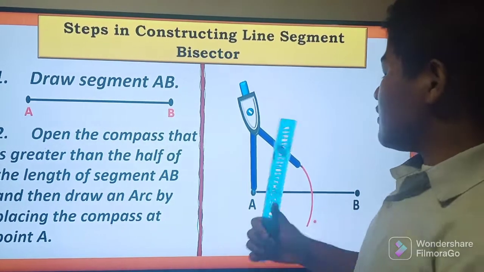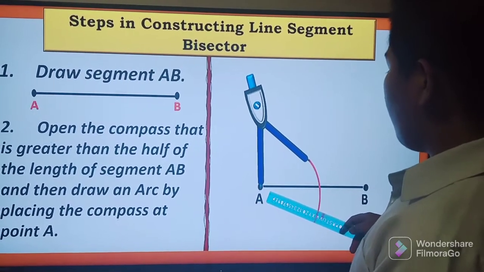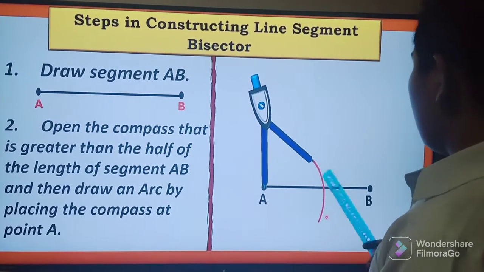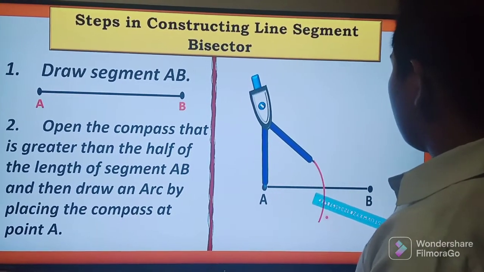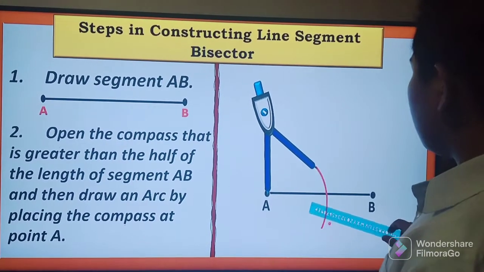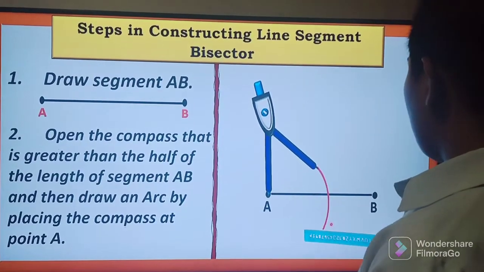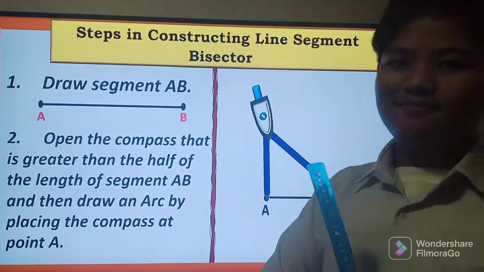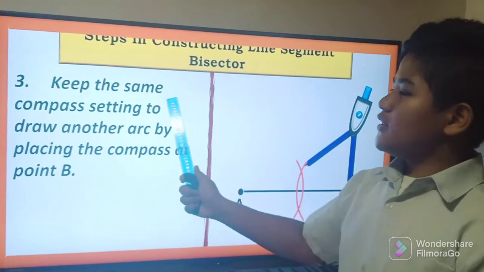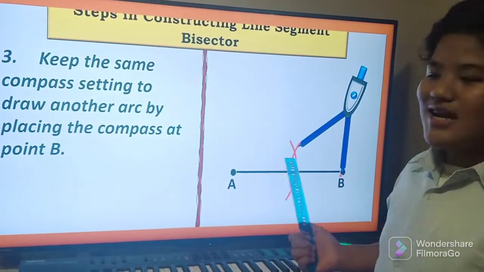In this picture, you will see the AB segment and the compass. Put the pointed end of the compass at point A, and this is the AB segment, and this is the half of the AB segment. Open the other end of the compass greater than half of the AB segment, and then draw an arc by placing the compass at point A. Number 3. Keep the same compass setting to draw another arc by placing the compass at point B, just like this.